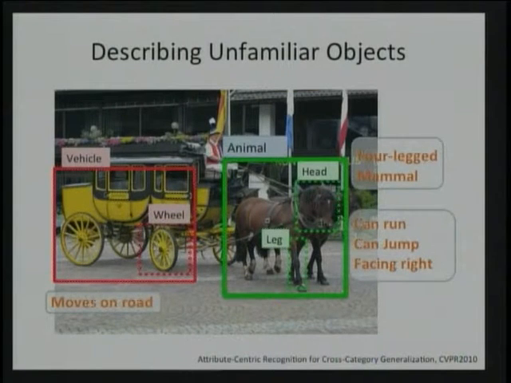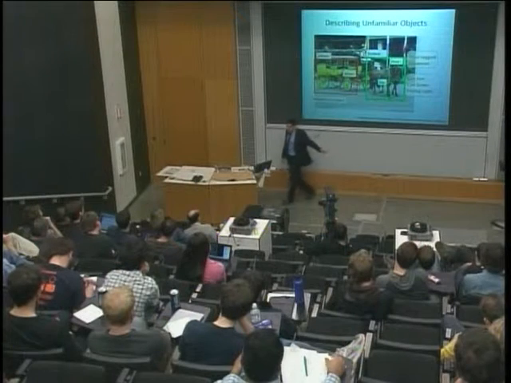This is my favorite example. We never observed carriages on horses during training. But look at how much information we can provide for this picture. We can localize the carriage as a vehicle, saying that this thing, whatever it is, has a wheel, and this thing, whatever it is, moves on the road. Without ever seeing any example of horses, we can localize the horse as an animal. Here is the head, here is the leg. This creature is a 4-legged mammal. It can run, can jump, and it's facing to the right.